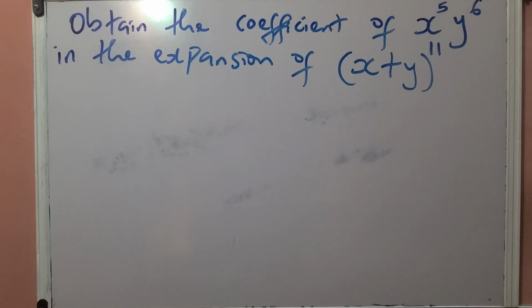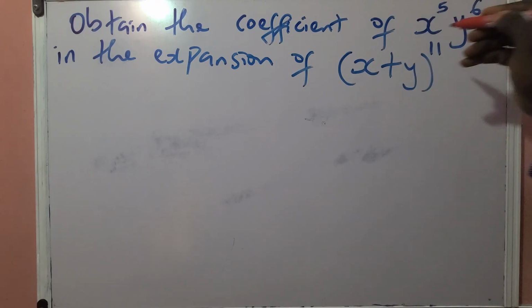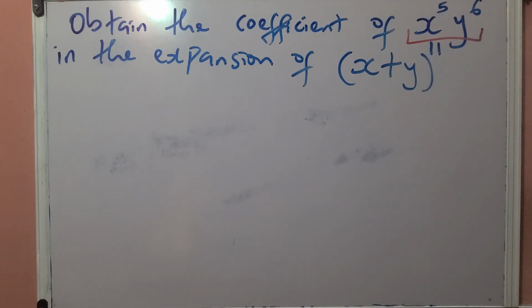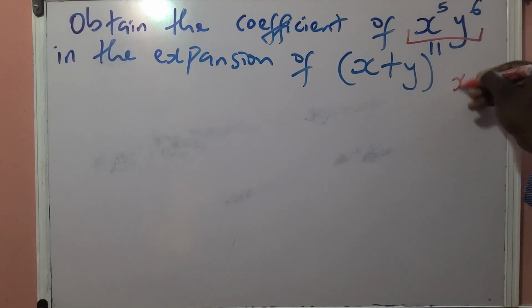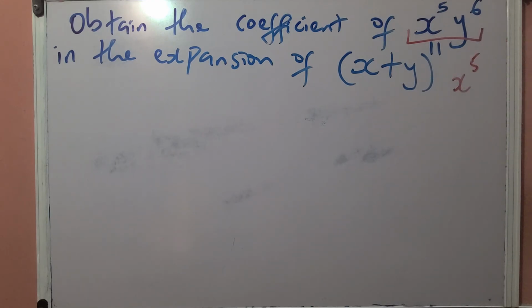All right, in this video, we'll be talking about the coefficient of variables in a binomial expansion. Sometimes we have the question being presented as a group of variables, and sometimes we just have a single variable, like x raised to power 5. But in this particular case, we are to find the coefficient of this particular term.